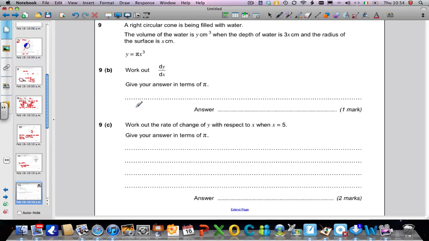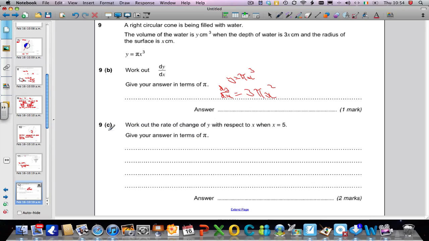Okay, now we're asked to work out dy/dx and give your answer in terms of pi. So we've got to differentiate this. We know y equals pi x cubed. That means dy/dx equals, you multiply the power by the coefficient of x and drop your power by 1. Remember, pi is a constant, so it's going to be 3 times pi times x, and drop your power by 1: 3 pi x squared.